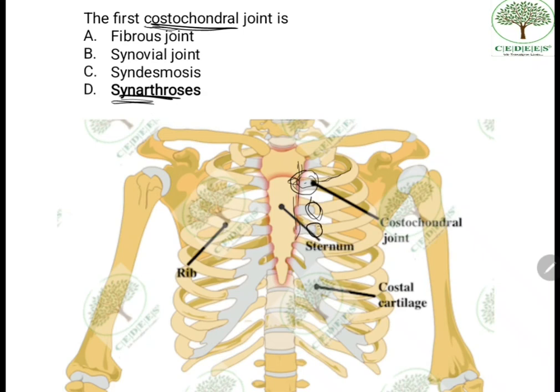When we talk about the 6th to 9th ribs, it will be a synovial joint, and the 9th and 10th ribs will be a fibrous joint. So the lower joints will be synovial and fibrous in nature, and since they've asked the first costochondral joint, it will be a synchondrosis and a synarthrosis. So they can sometimes also put this option, and this is also correct. It is a synchondrosis, and all these joints are synarthrosis or immobile joints.